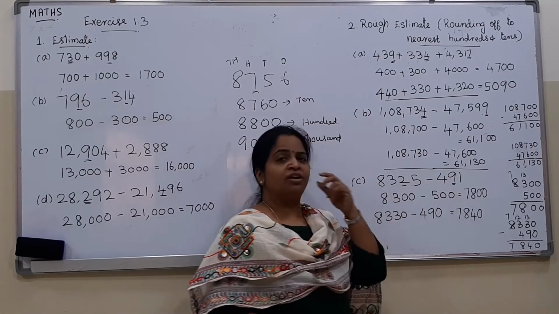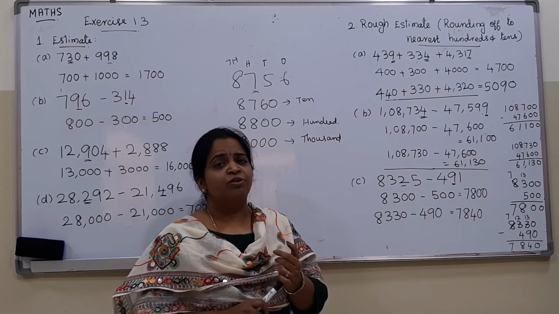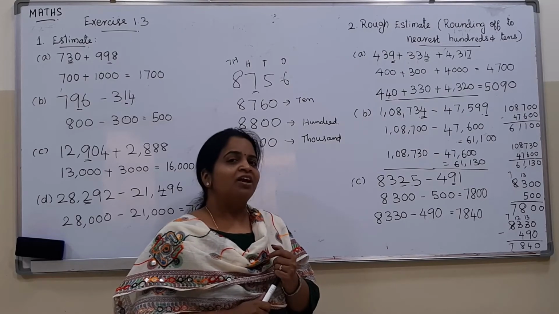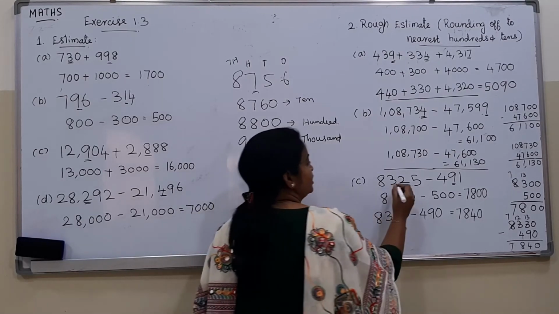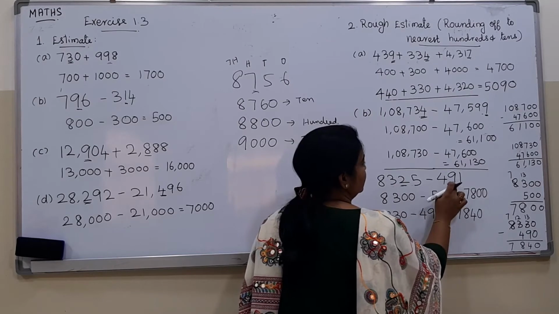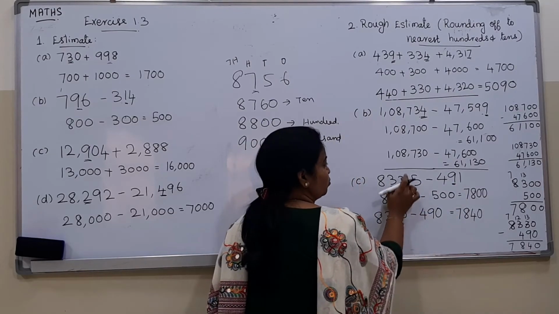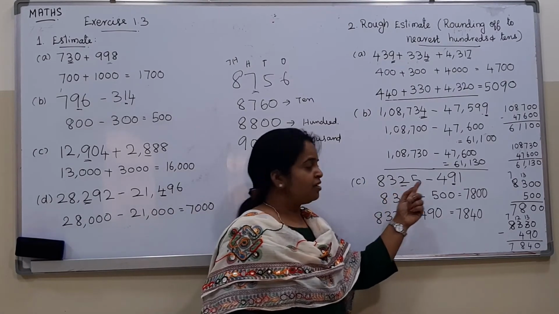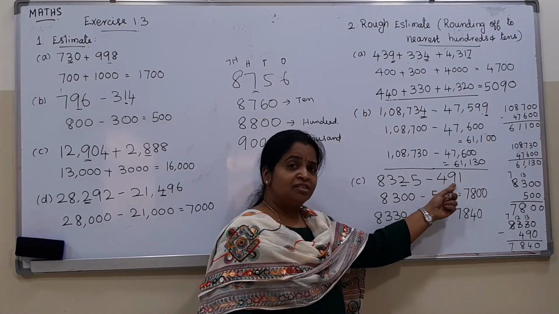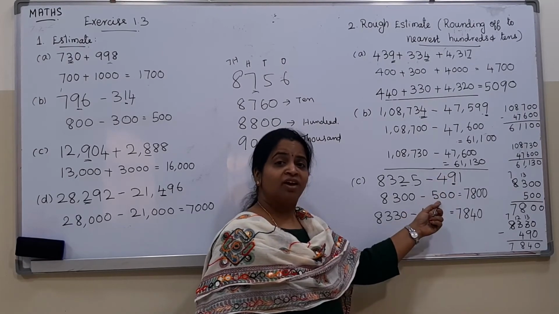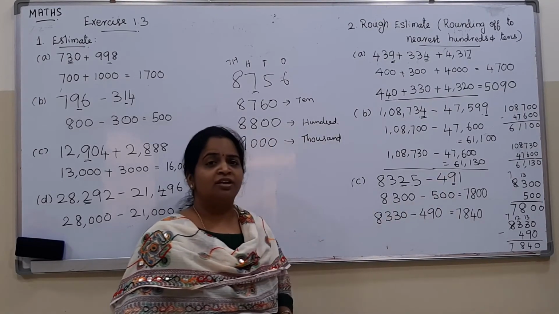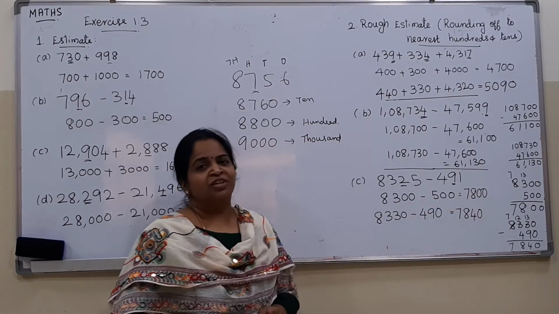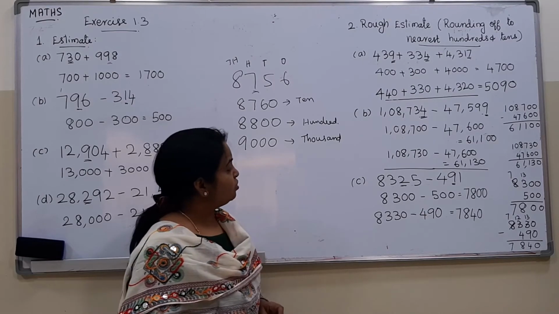8,325 minus 491. First, we are going to round off near to the 100. 100 means you have to check the number in the tens place. Here, tens place, 2 is here, here 9. So, 2 means we are not going to change the number. So, 8,300 minus here 9 is there, we have to add 1 with this, so it becomes 500. Okay, you are going to subtract 8,300 minus 500 is 7,800. Then what is the next one we are going to do?